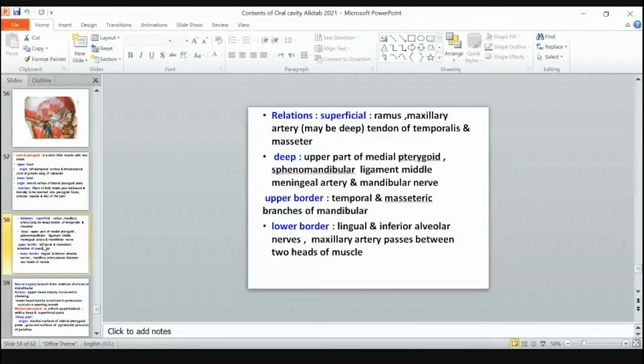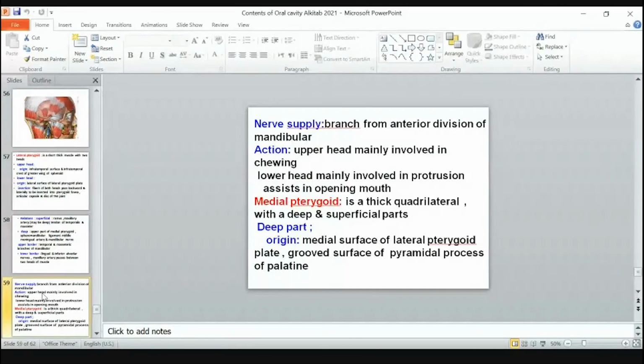Relations: superficial to it is the ramus, maxillary artery may be deep, tendon of temporalis and masseter. Deep: upper part of medial pterygoid, sphenomandibular ligament, middle meningeal artery and mandibular nerve. Upper border: temporal and masseteric branches of mandibular. Lower border of it lies the branch of the mandibular, which emerges below it: the lingual, inferior alveolar, with the branch of the maxillary artery.